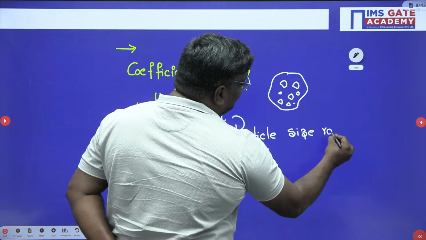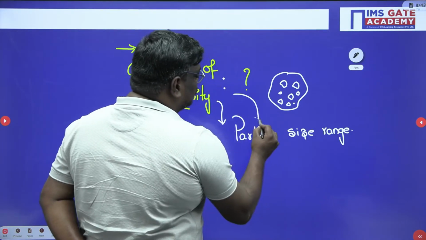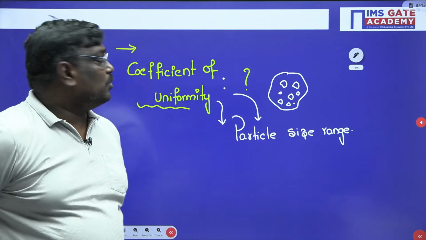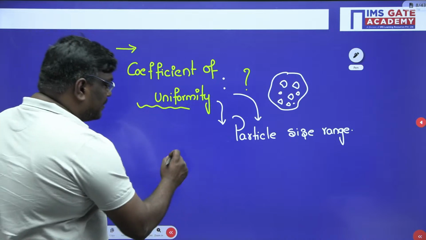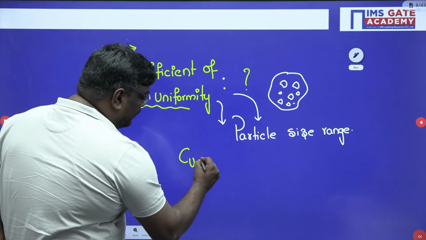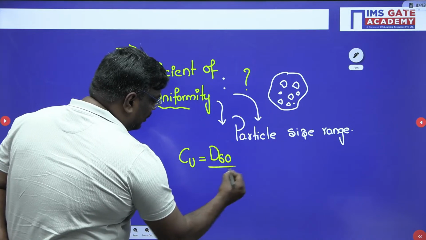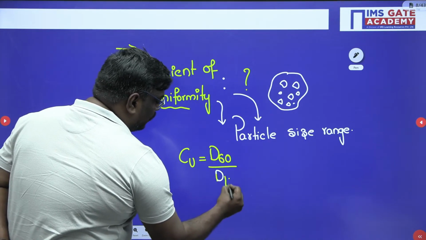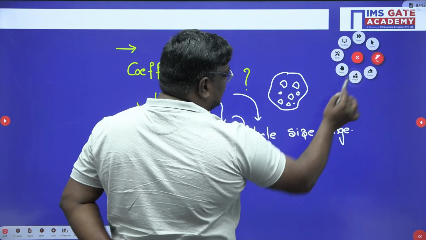So to get an idea on the range of the soil particles, you will study about the topic called coefficient of uniformity. And remember my dear students, coefficient of uniformity is given by the formula D60 upon D10.